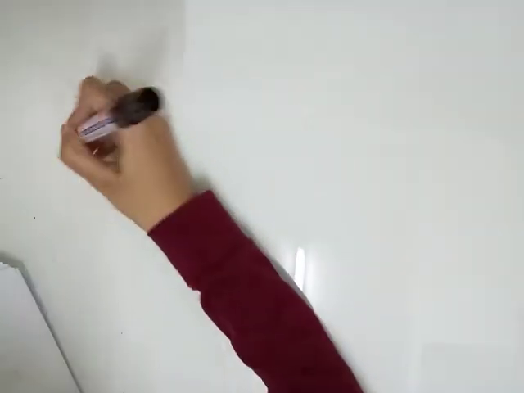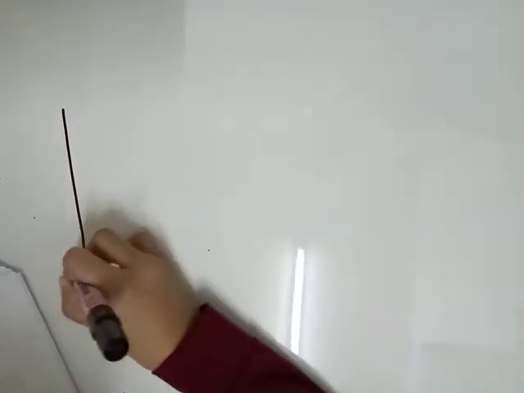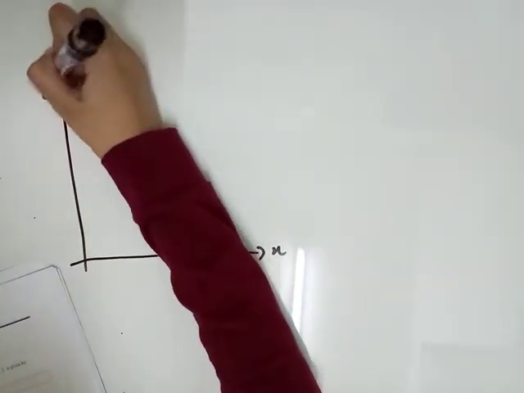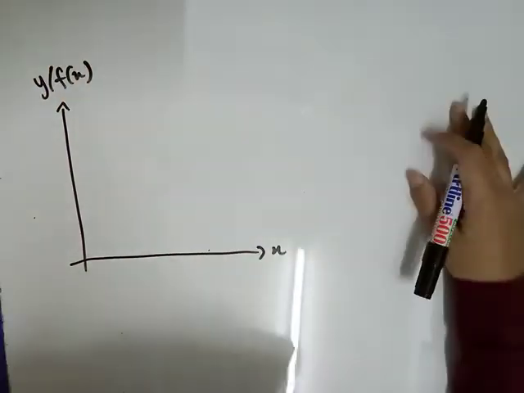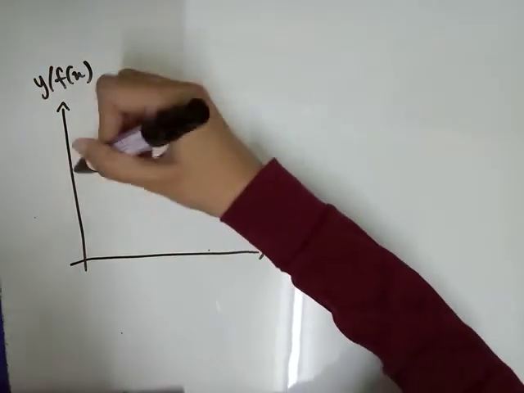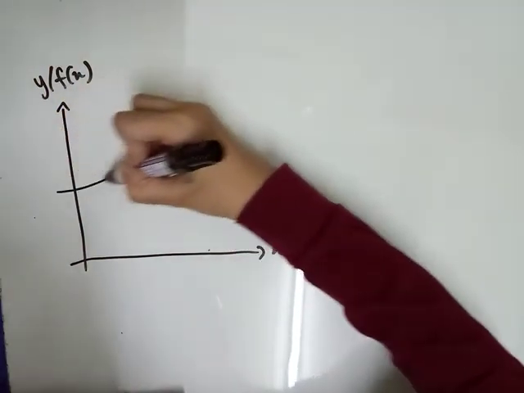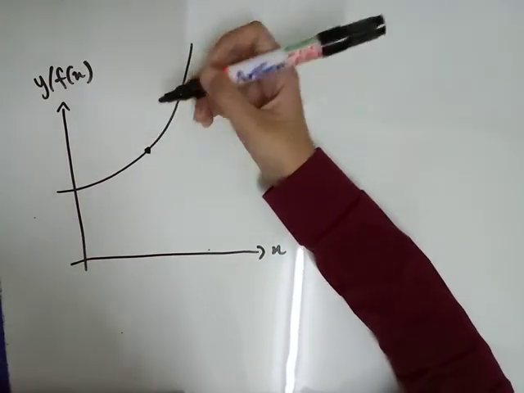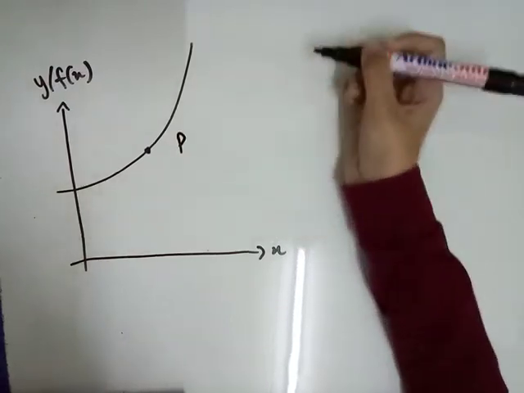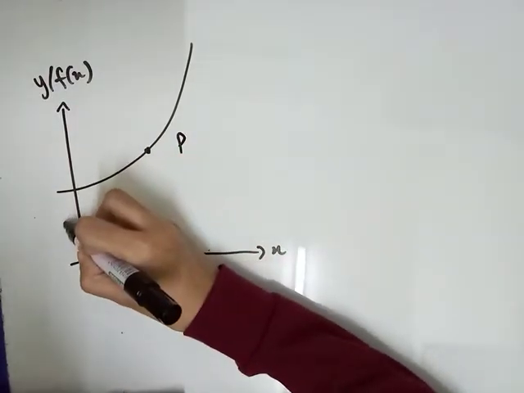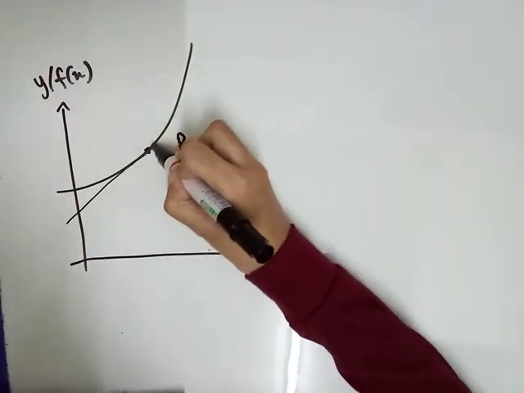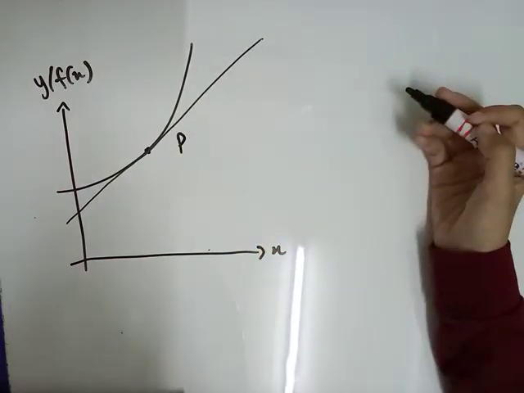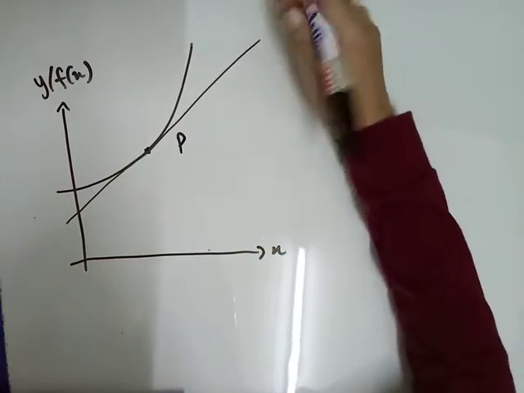Okay, so let's say we have a graph here. This is x, this is y. Okay, and then let's say we have a curve here. And then this is point P. So there is a tangent line that touches the curve at point P. So this is the tangent line.